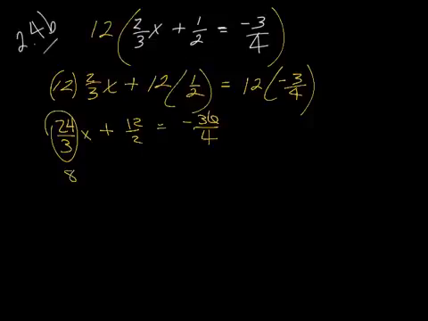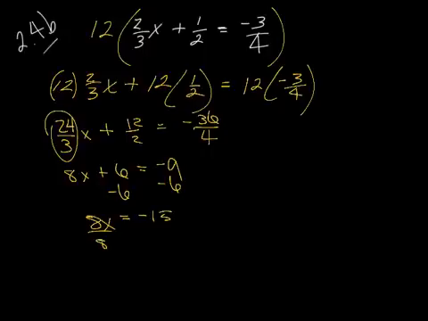24 over 3 is 8, 12 over 2 is 6, 36 over 4 is 9, put a negative on there, fractions are gone. Subtract 6, 8x equals negative 15, divide by 8, x equals negative 15 over 8.